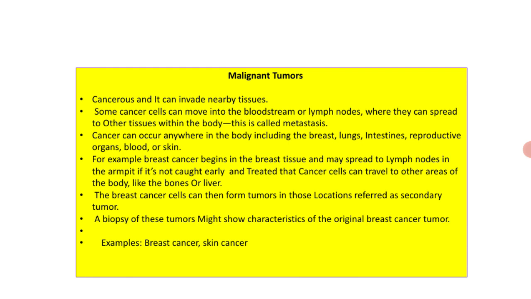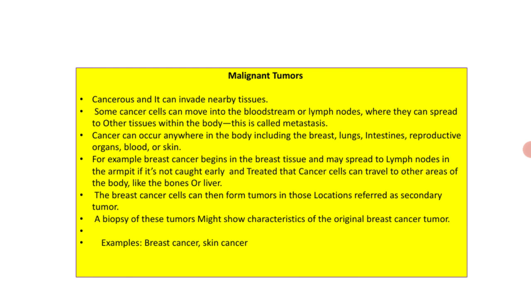Some cancer cells can move into the bloodstream or lymph nodes where they can spread to other tissues within the body, and it is known as metastasis. And the cancer can occur anywhere in the body, including the breast, lungs, intestines, reproductive organs, blood, or skin. Example: breast cancer begins in the breast tissue and may spread to lymph nodes in the armpit.